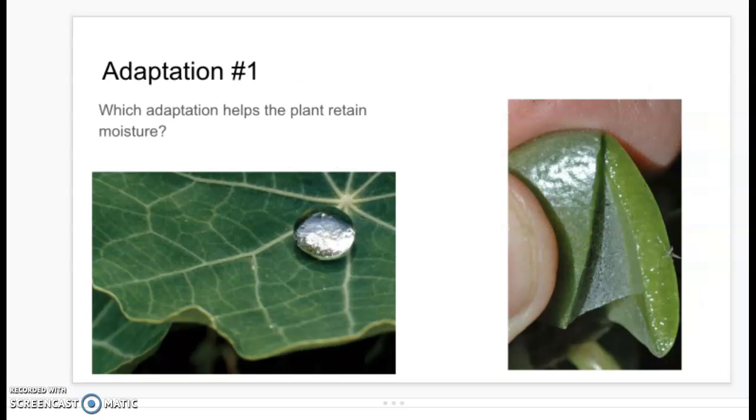Which adaptation helps the plant retain moisture? The cuticle. The cuticle is a waxy coating on outer surfaces of leaves that allows water to get entrapped inside the leaf.